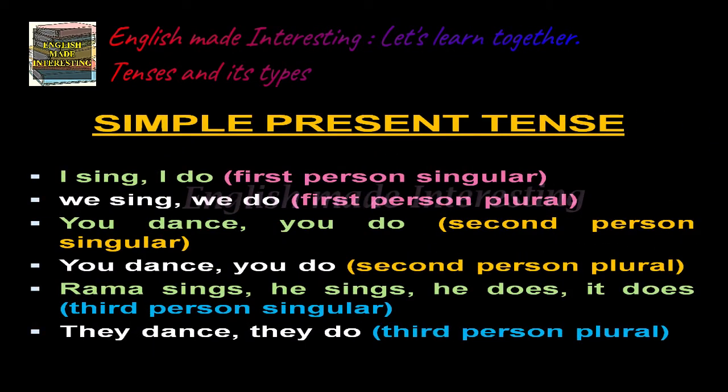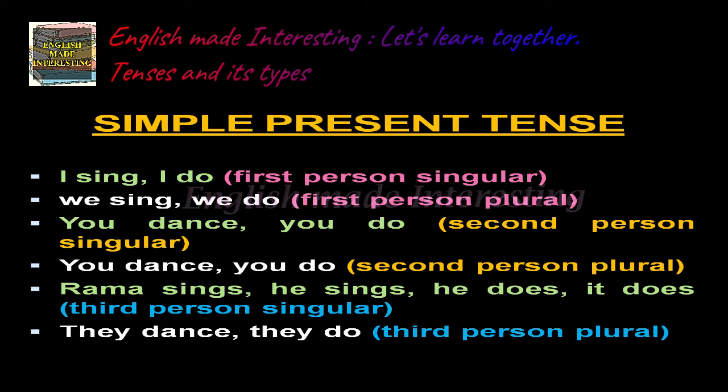Now we'll see what is simple present tense. Example: I sing, I do. It is I refers to the first person, and it is first person singular. We sing, we do. It's again first person, but it is plural. You dance, you do. It is second person. You refers to the second person, and it is singular. But even the plural is you dance, you sing, you do, etc. There is no change.